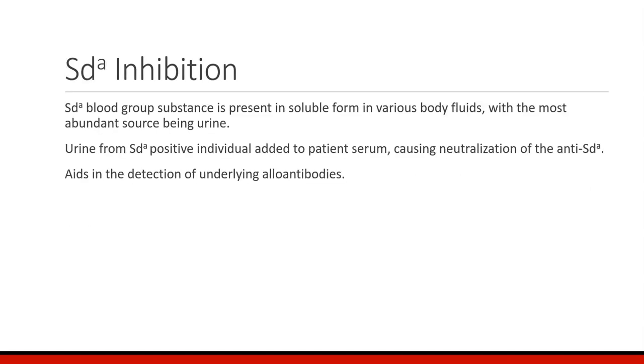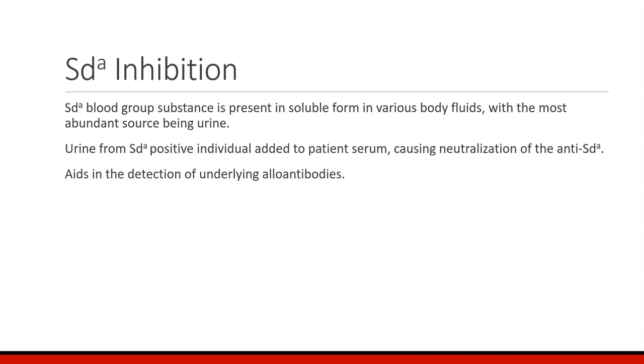Sid-a inhibition. Sid-a blood group substance is present in soluble forms in various body fluids, with the most abundant source being urine. So urine from an SDA positive individual is added to the patient's serum. We use a recipe, we just don't guess, and it causes neutralization of the anti-Sid-a antibodies. So this aids in the detection of underlying alloantibodies. And if you remember, SDA has that mixed field agglutination appearance.